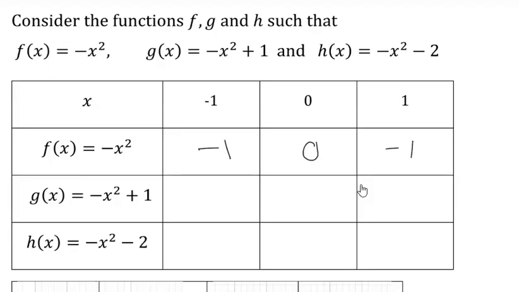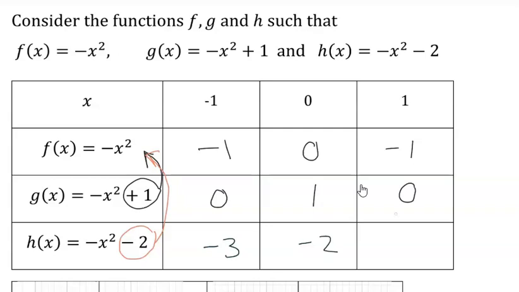If I now take this value again and I add it to there, I will get 0, I'll get 1 and 0. And if I take this -2 and I add it to the original one, I will get -1 minus 2, that gives me -3. 0 minus 2 gives me -2, and -1 minus 2 gives me also -3.